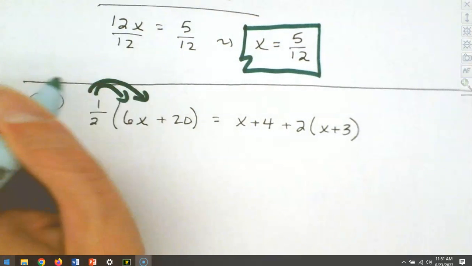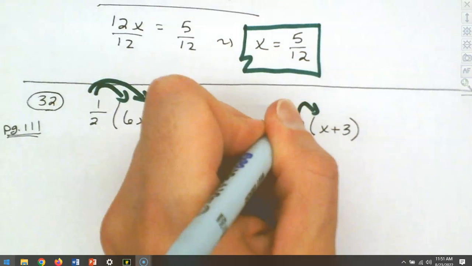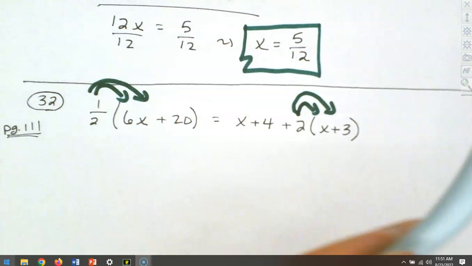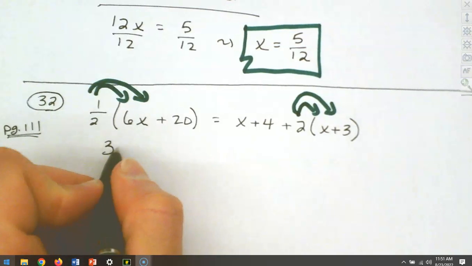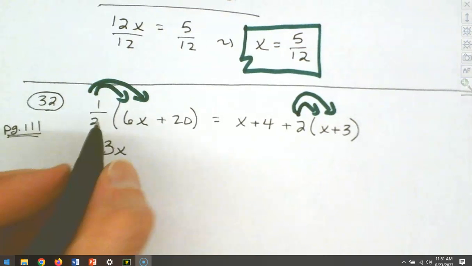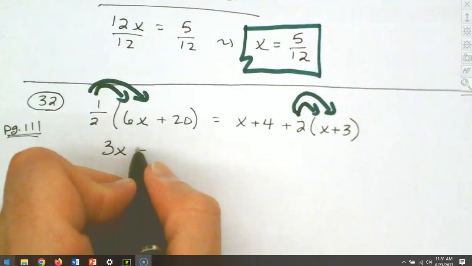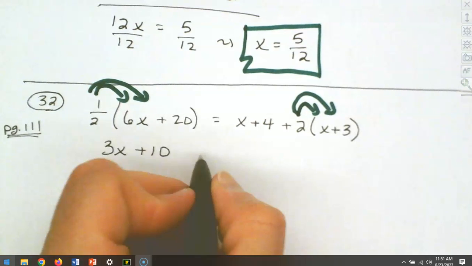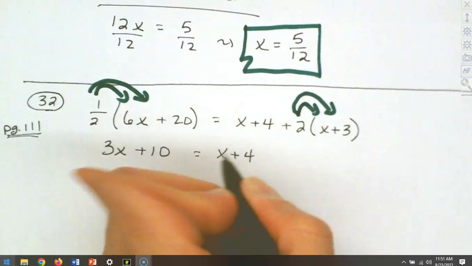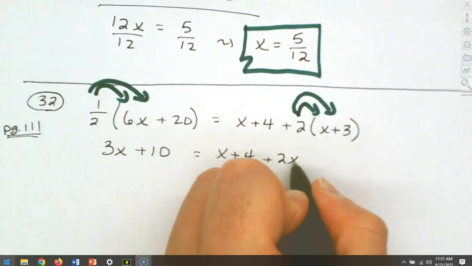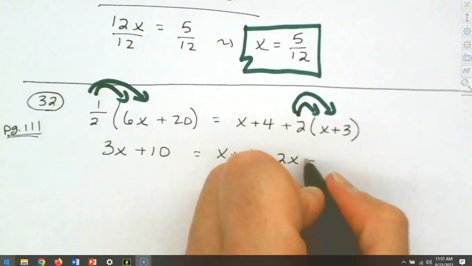Okay, distributing through. That 1/2 on the left and that 2 on the right. 1/2 of 6. Well, 1/2 of 6 is a 3. Bring down the x with it. 1/2 of 20 is a 10. On the right-hand side, we've got x plus 4. And then we've got a plus 2x. And 2 times 3 is a 6.